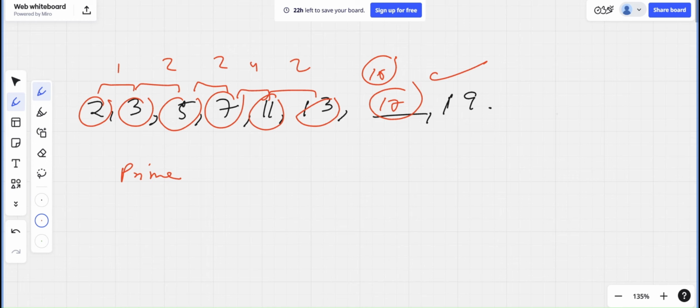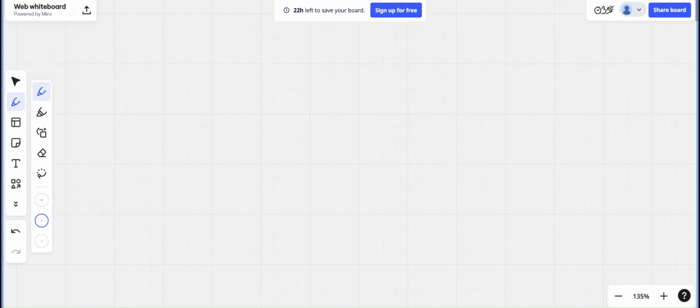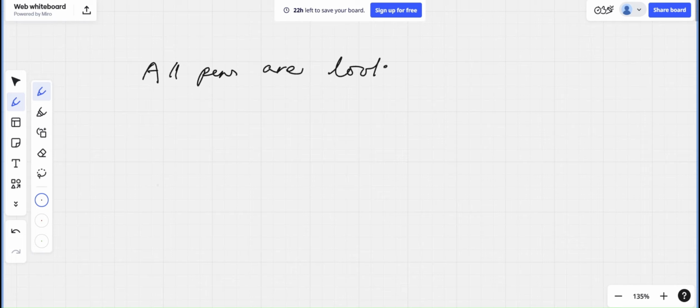Do you know syllogism? Syllogism also used to come. Do you know how to do syllogism? Like this: all pens are tools, some tools are markers. Do you know this stuff? Quickly, let's do it. All pens are tools, some tools are markers.